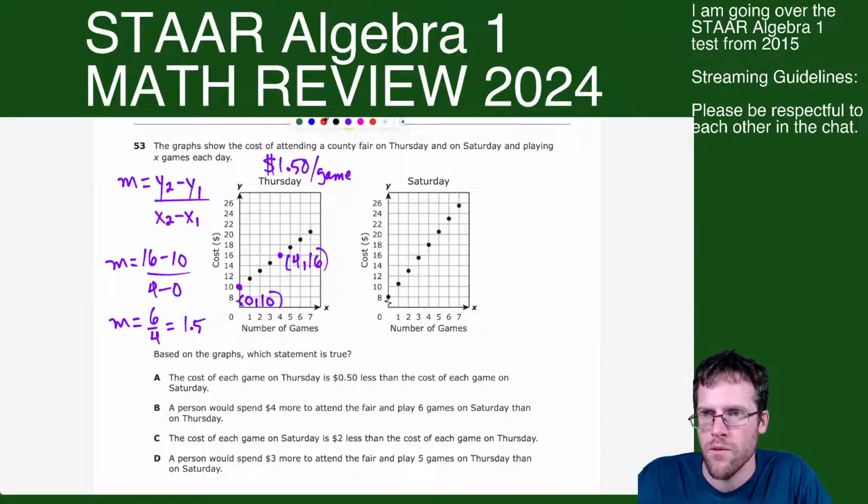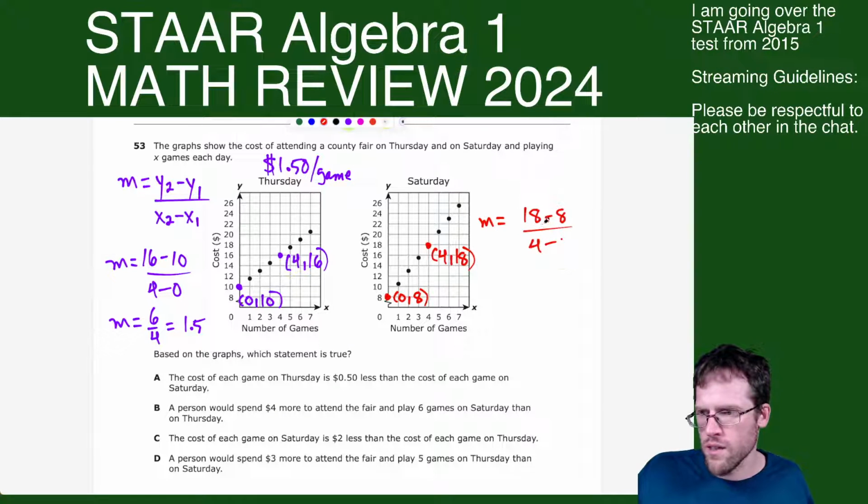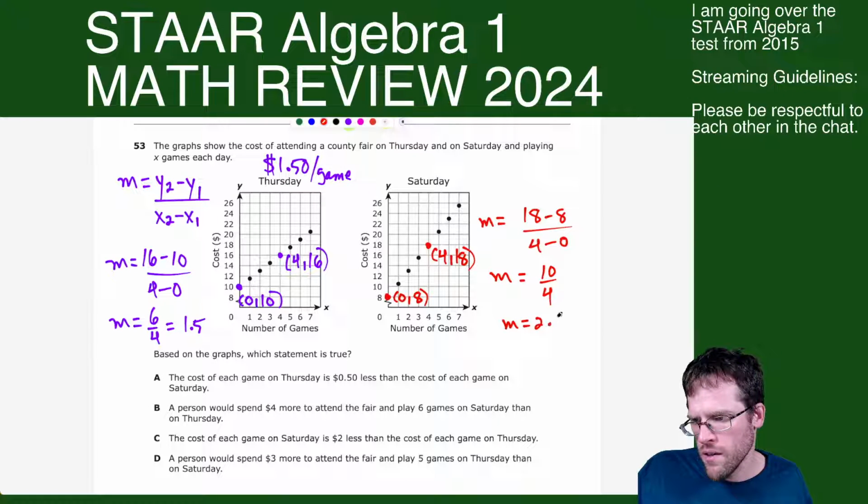Okay, cool. Saturday, 0, 8. And here's a nice point over here at 4, 18. So we find the slope. The Saturday slope is 18 minus 8 over 4 minus 0. I'm just using the slope formula here. And now I've got 10 divided by 4. Use a calculator, it's 2.5. And that tells you the cost of the games on Saturday.